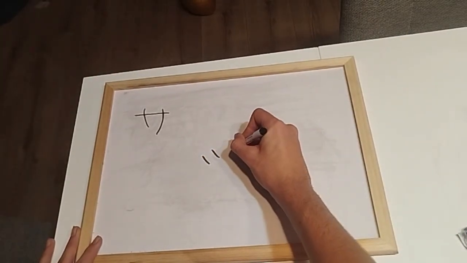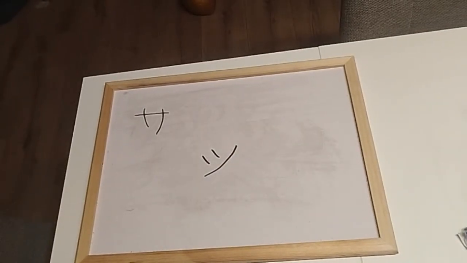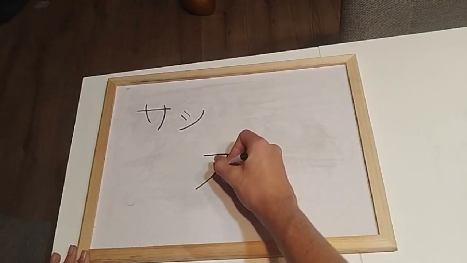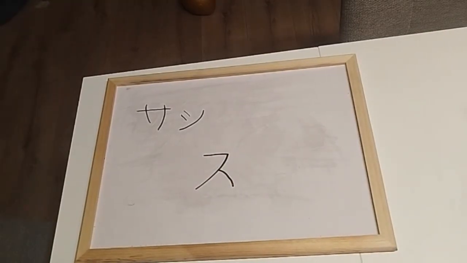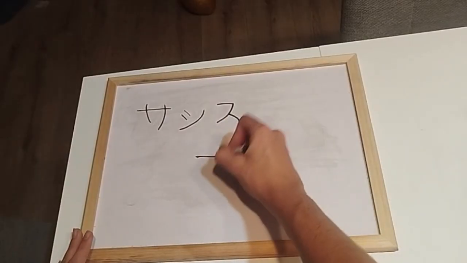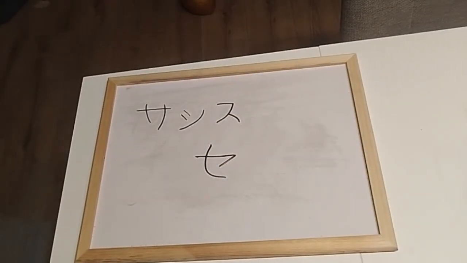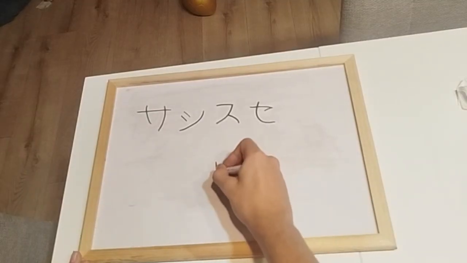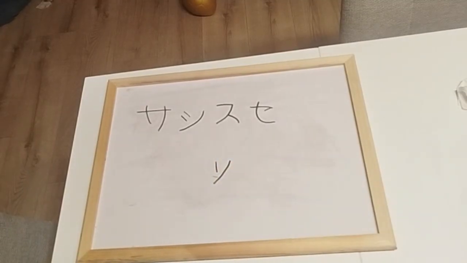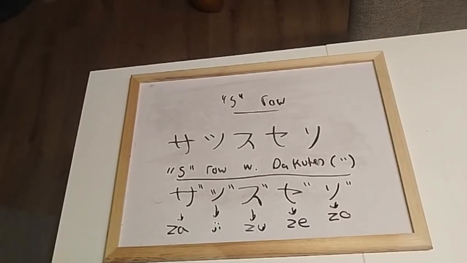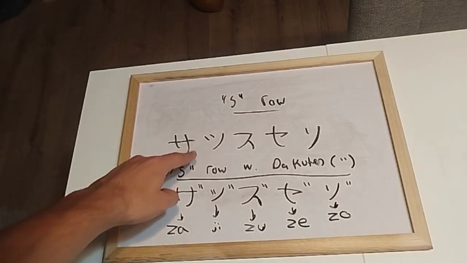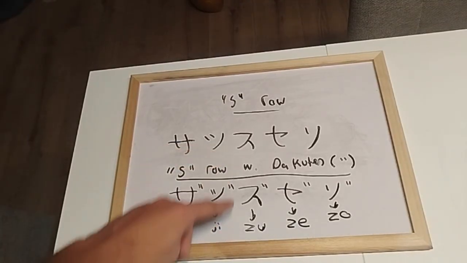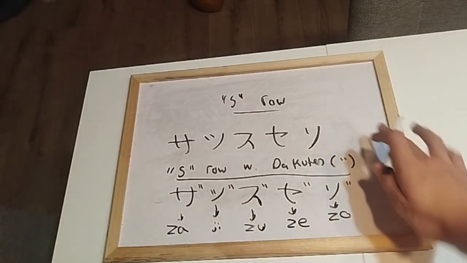Sa, shi, su, se, so. And with the dakuten, the sa becomes za, the shi becomes ji, the su becomes zu, the se becomes ze, and finally the so becomes zo.